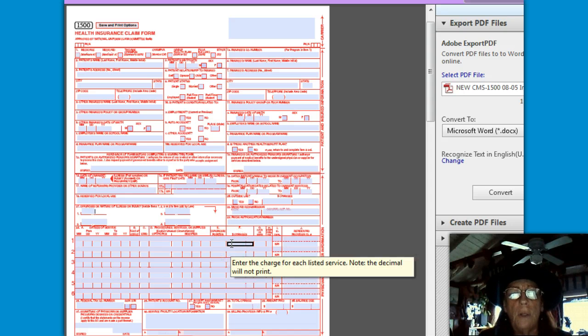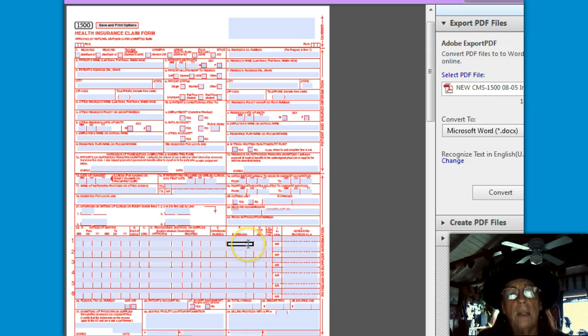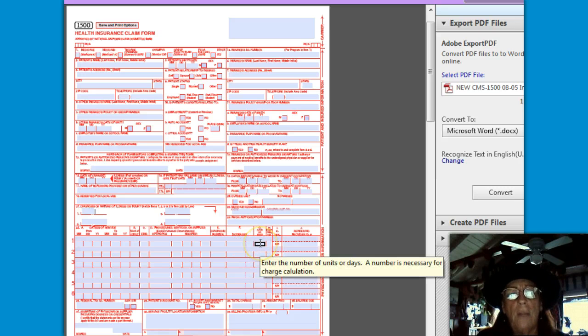In this section, then we put in the services. We have to always put in the pennies amount, and there's never a decimal point, so put in the dollars and put in the cents right here. Next, our days are units. We have to always have a number in there, so usually if it's an office visit, it was 1 day, 1 unit. We had a surgery, 1 day, 1 unit.